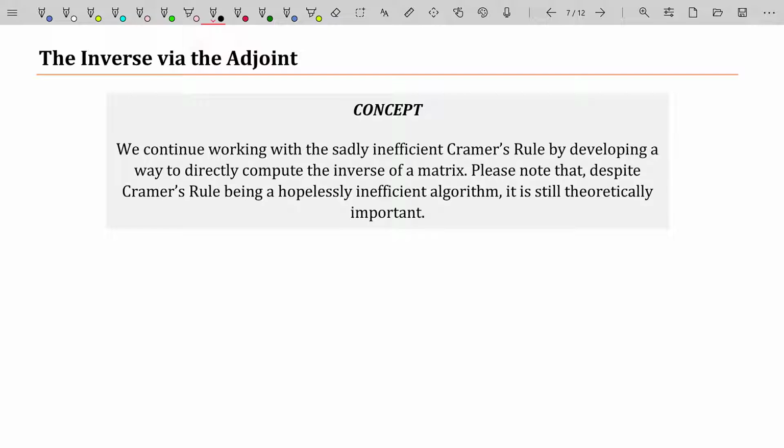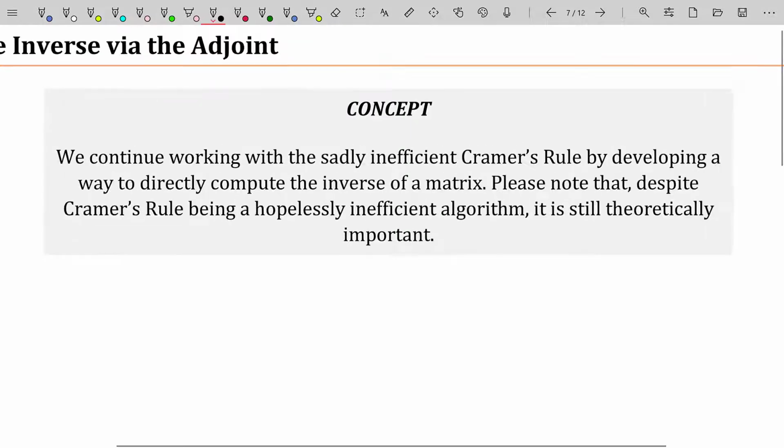This video is meant for linear algebra students who are going through Cramer's rule, and you should have already learned Cramer's rule at this point. We're going to do a little side topic which will justify why we had to use cofactors in the last video. This is mainly to help us find the inverse of a given invertible matrix via what's called the adjoint.